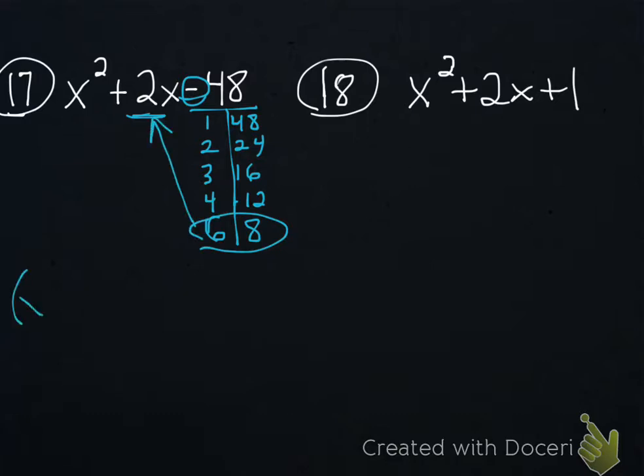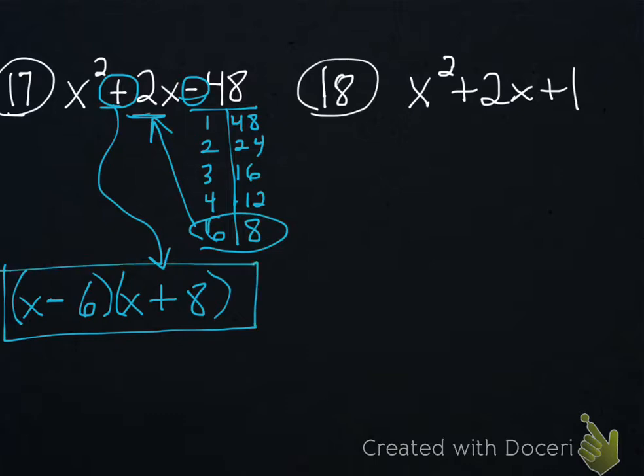So I write my binomials. X is in front, numbers at the end, 6 and 8. Now the 48 is negative, so I know they're going to be opposite signs. But the big number is going to get the same sign as the middle term. So the 8 is positive and the 6 is negative. So my solution in factored form for this quadratic is x minus 6 and x plus 8.